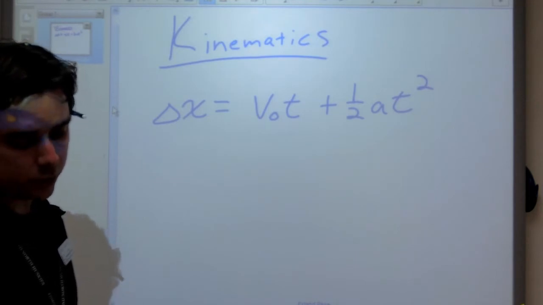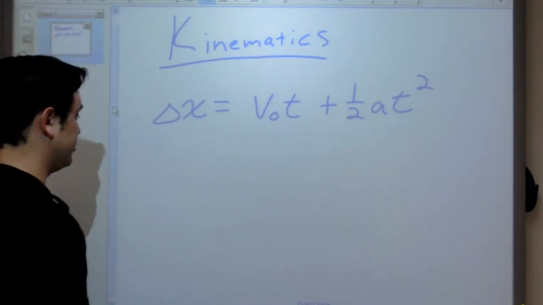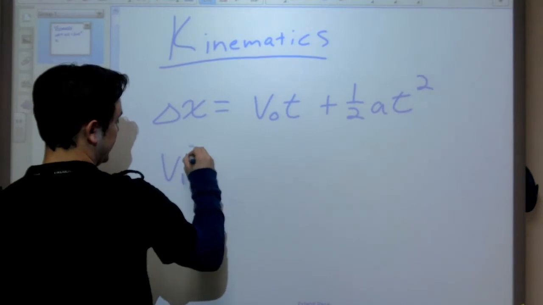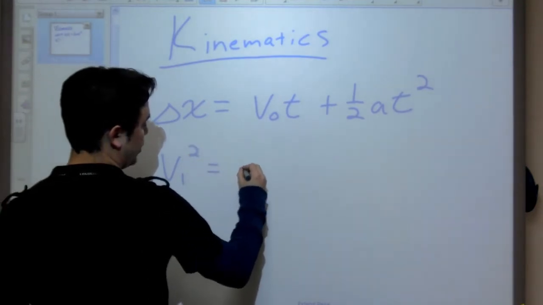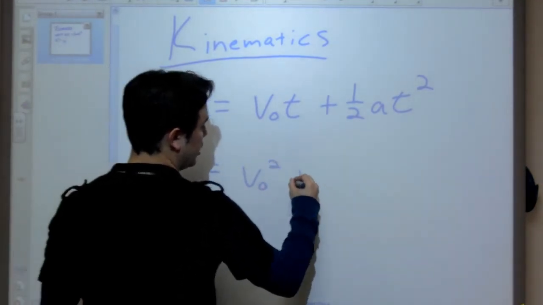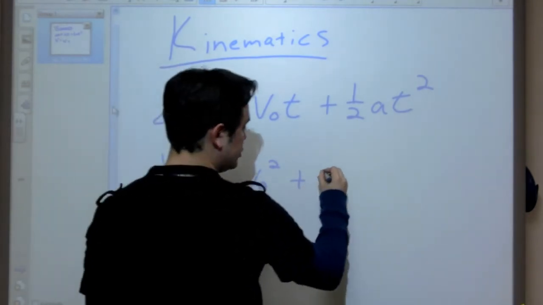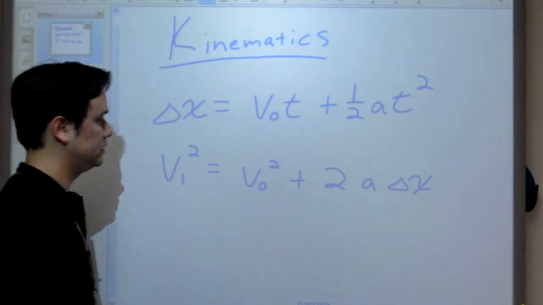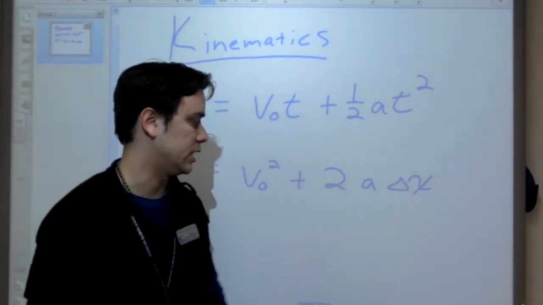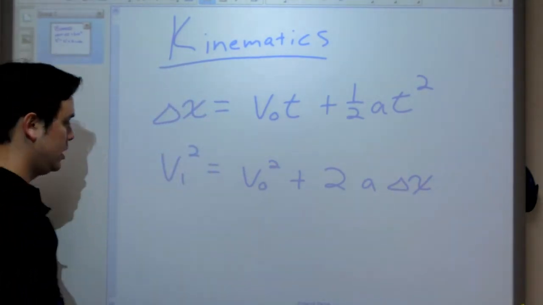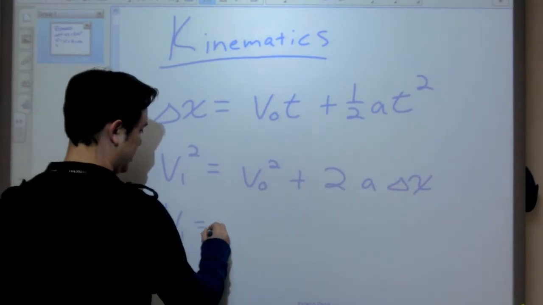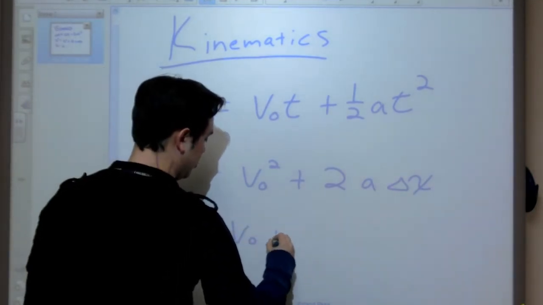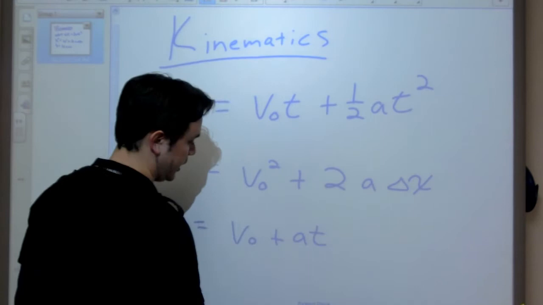Two of the others that are very useful are ones that let us use the final velocity. One of the ones I like to have on hand is final velocity squared equals initial velocity squared plus 2 acceleration times delta x. So in other words, our acceleration times our displacement. And then the other one is v final equals v initial plus acceleration times time.